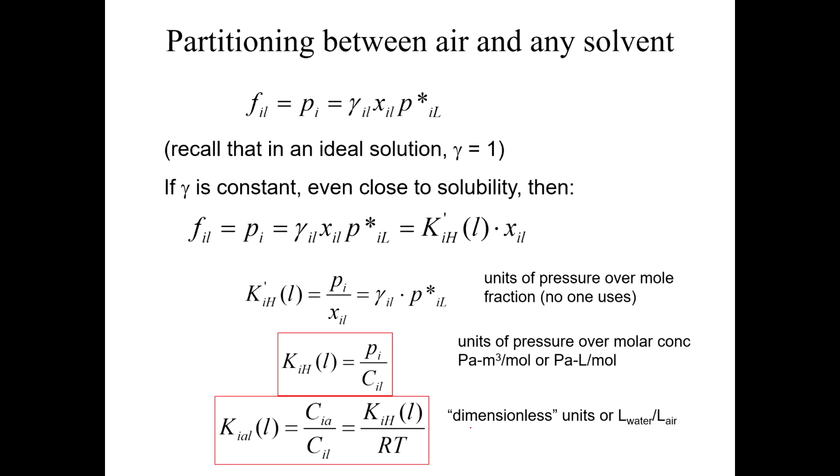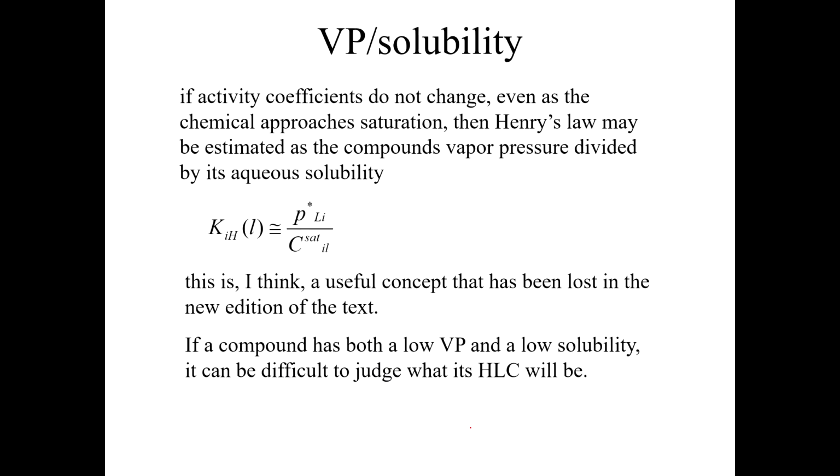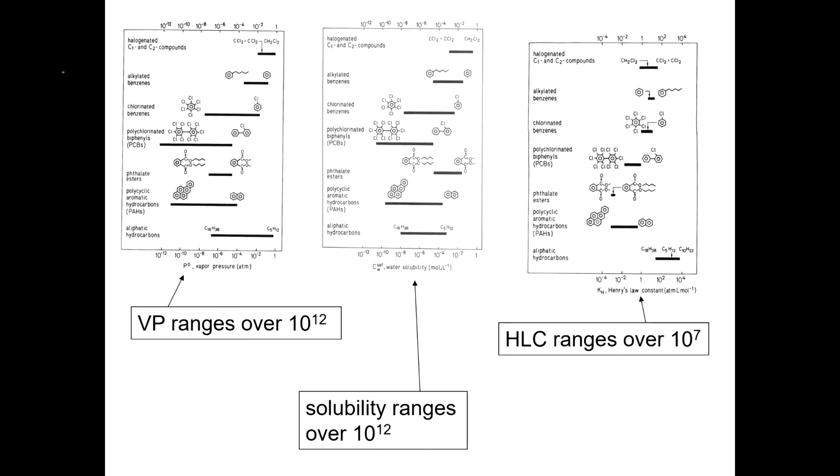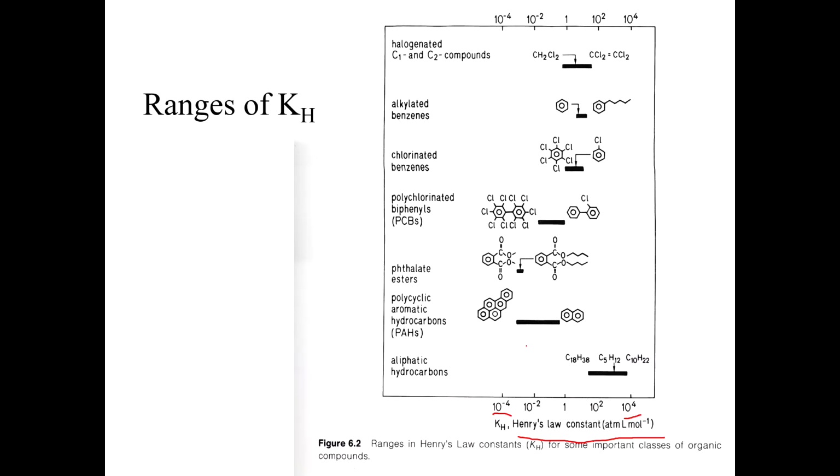If you compare that with, I'm going to skip forward here, to vapor pressure. Vapor pressure ranged over 12 orders of magnitude here, and the solubility was also ranging over about 12 orders of magnitude. But the Henry's Law constant is a much shorter range, only about 8 orders of magnitude. And one of the questions is, well, why? And we'll talk about why.